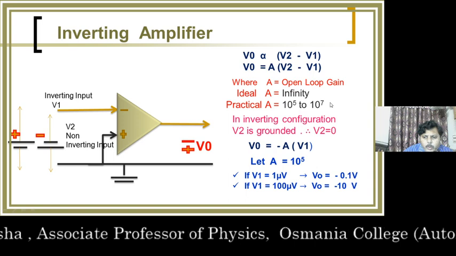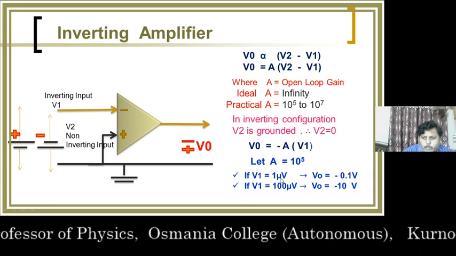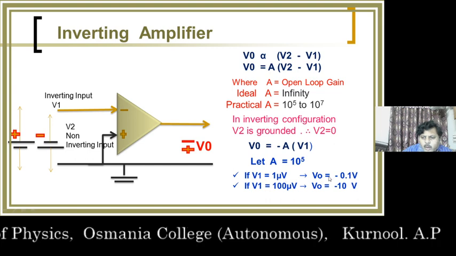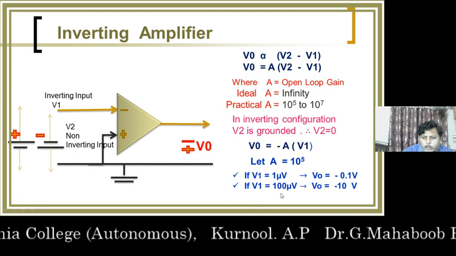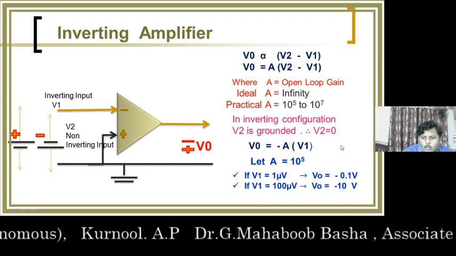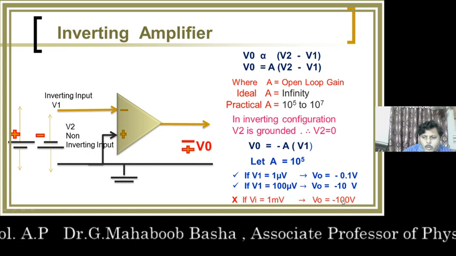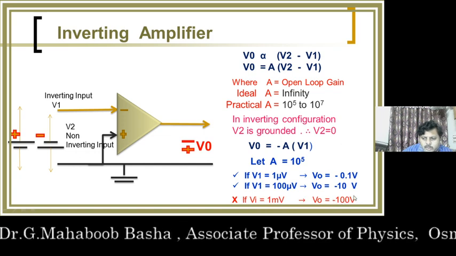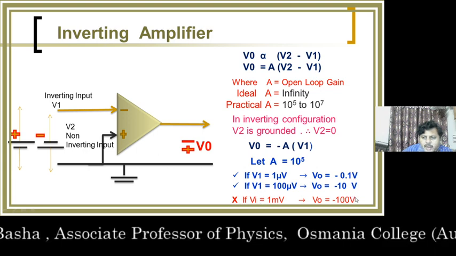For different input voltages, what is the output voltage? If the input voltage is 1 microvolt, the output voltage is minus 0.1 volt. If the input voltage is 100 microvolts, the output voltage is minus 10 volts. For an input voltage of 1 millivolt, the output voltage is 100 volts. Theoretically, we may get 100 volts, but practically it is impossible.